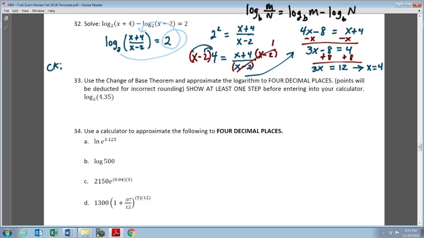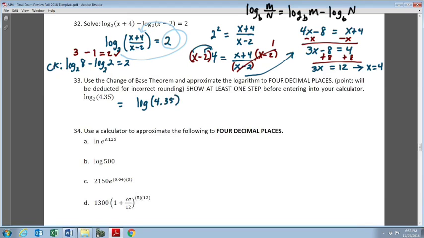Let's go ahead and plug that in here. Log base 2, 4 plus 4 is 8, minus the log base 2, 4 minus 2 is going to give us 2. And that's equal to 2, or at least we want to check to see if that is. Log base 2 of 8. So what exponent do we put on a base of 2 to get 8? That would be 3. What exponent do we put on a base of 2 to get 2? That would be 1. 3 minus 1 does equal 2, so this does check.